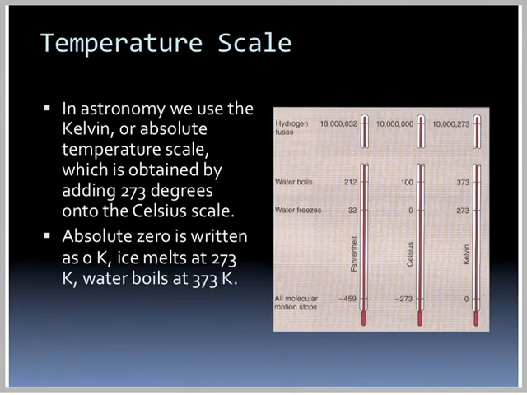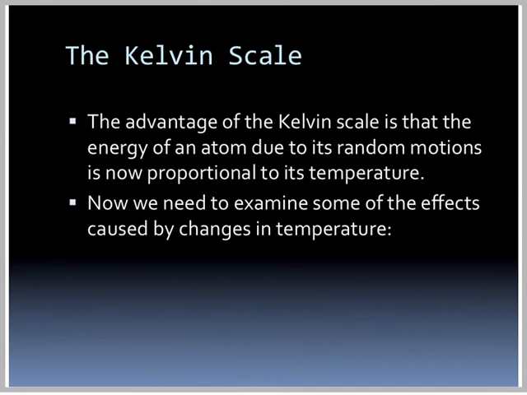So in astronomy, we're going to use the Kelvin temperature scale. It's an absolute temperature scale. It's based on the same distances between degrees as Celsius. So we obtain it by just adding 273 degrees to the Celsius scale. So absolute zero is written as 0 K. And then ice melts at 273 K, and water boils at 373 K. The advantage of the Kelvin scale is that the energy of an atom, due to its random motions, is now proportional to the temperature.